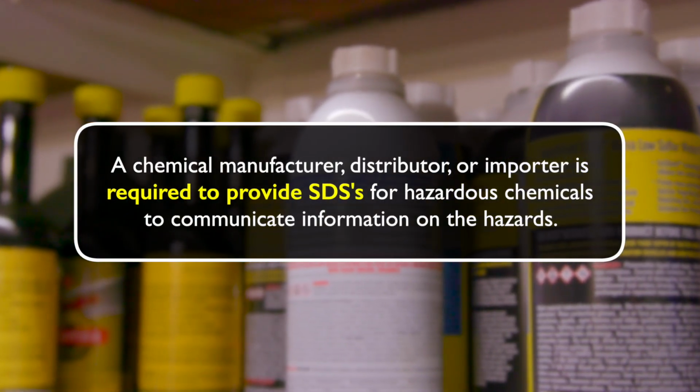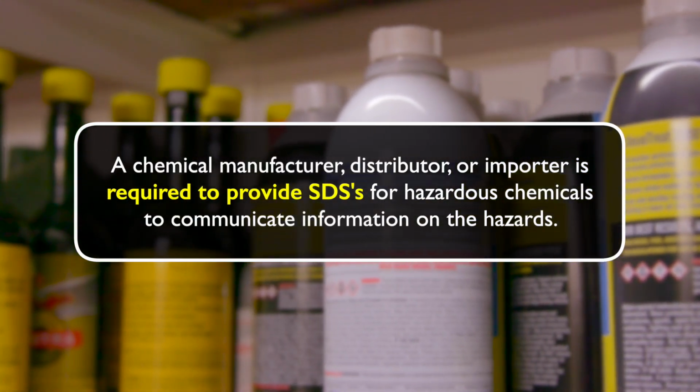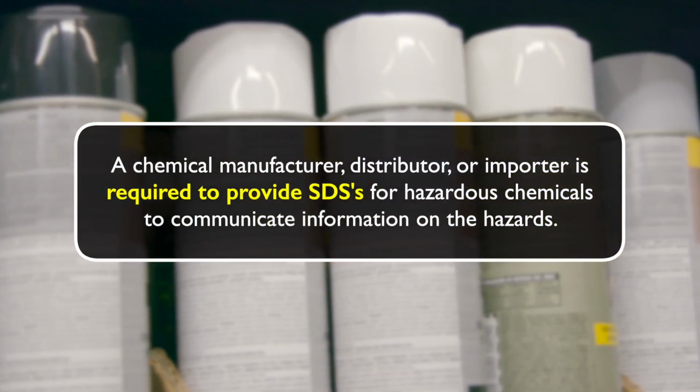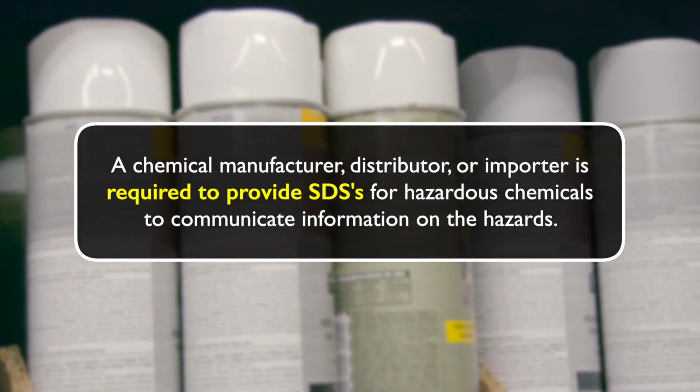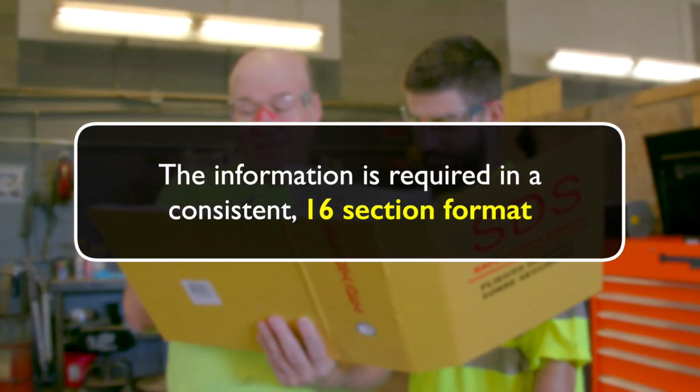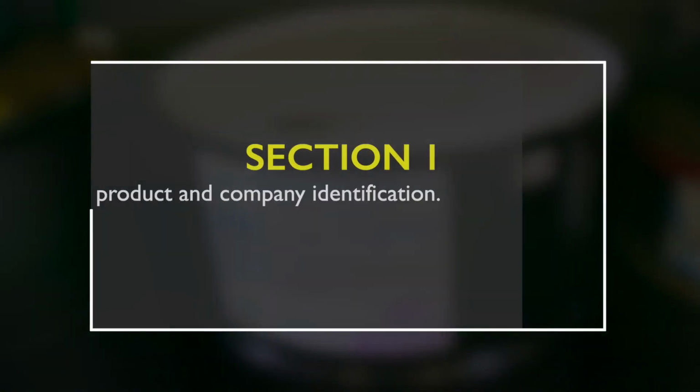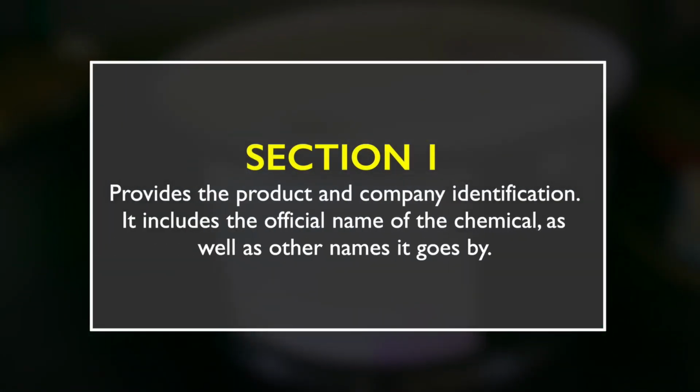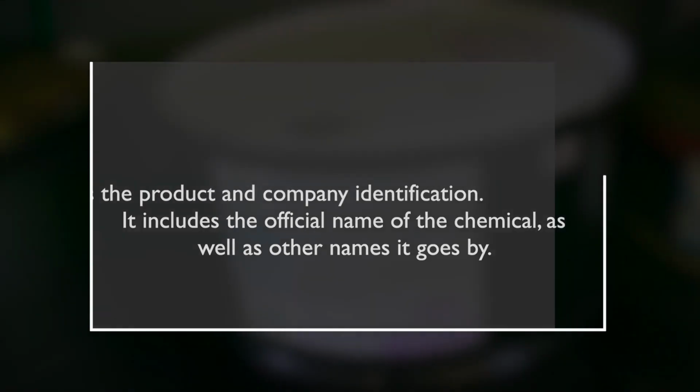A chemical manufacturer, distributor, or importer is required to provide safety data sheets for hazardous chemicals to communicate information on the hazards. The information is required in a consistent 16-section format. Section 1. Provides the product and company identification. It includes the official name of the chemical, as well as other names it goes by.